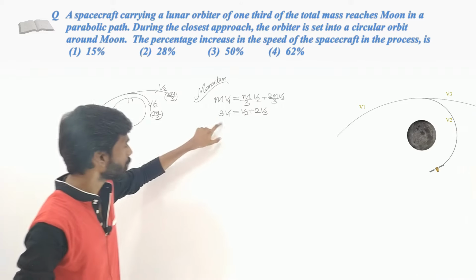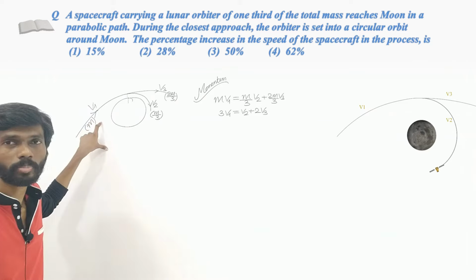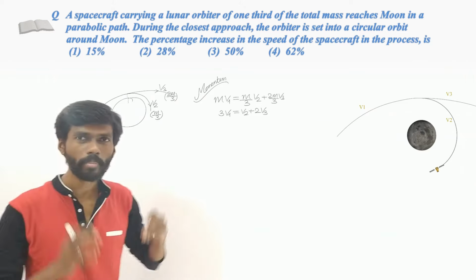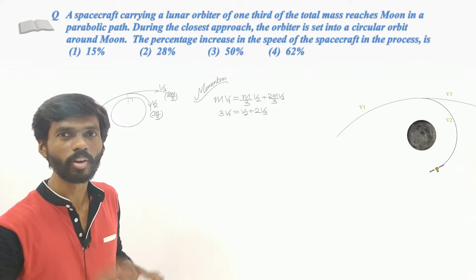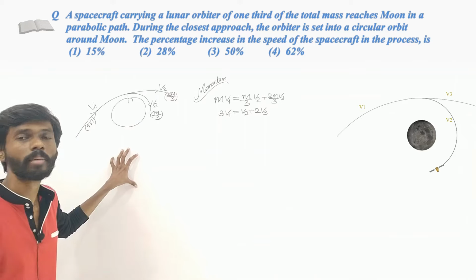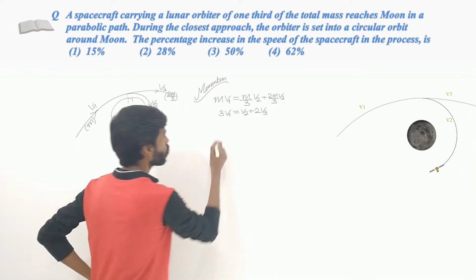Now let us simplify this. So what is this v1? v1 is the initial speed, but this object moves in a parabolic path. But we have seen that the parabolic path corresponds to the escape velocity. So when an object is moving with the escape velocity, so that path is the parabolic path. So that means v1 here is the escape velocity. So 3ve.